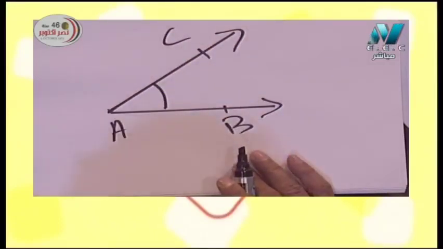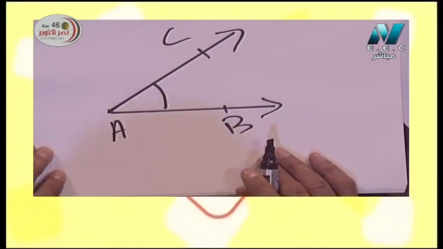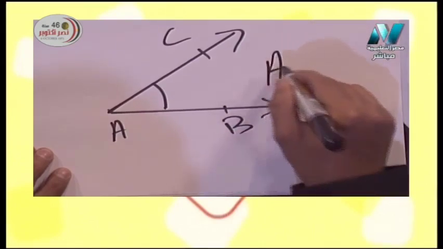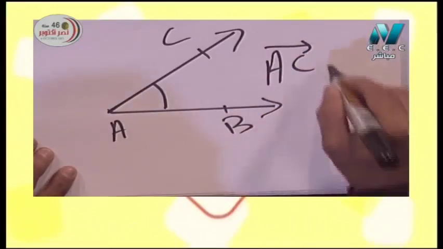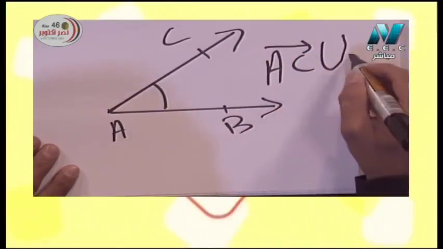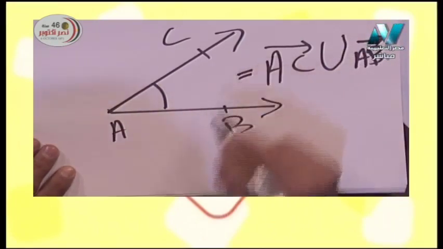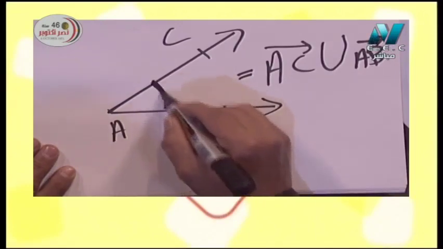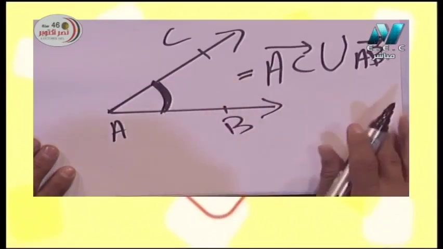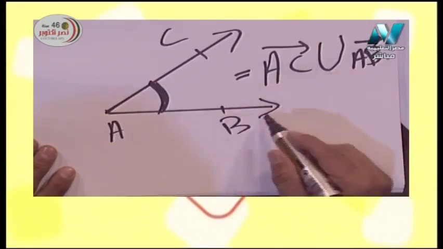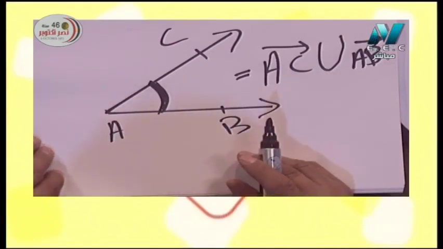What is the angle? As we know from the previous studying, the angle is the union of the ray AC union the ray AB. That is the previous studying for the angle. It is the resulted position which resulted from the union of the ray AC and the ray AB. Today, inshallah, we are going to study the directed angle.